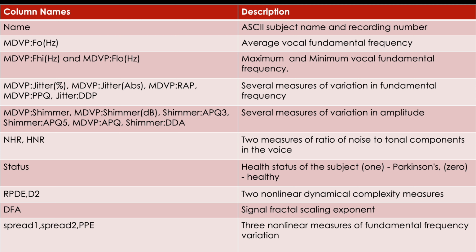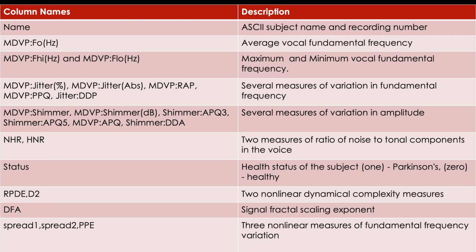This dataset consists of 24 columns. We'll discuss the columns briefly. The first column is the ASCII subject name and recording number, followed by the second column, the average vocal fundamental frequency, and then the third and fourth columns, the maximum and minimum vocal fundamental frequencies. Then jitter percentage, jitter absolute, RAP, PPQ, DDP. These are several measures of variation in fundamental frequencies. And then shimmer decibel, shimmer APQ3, APQ5. These are all several measures of variation in amplitudes.